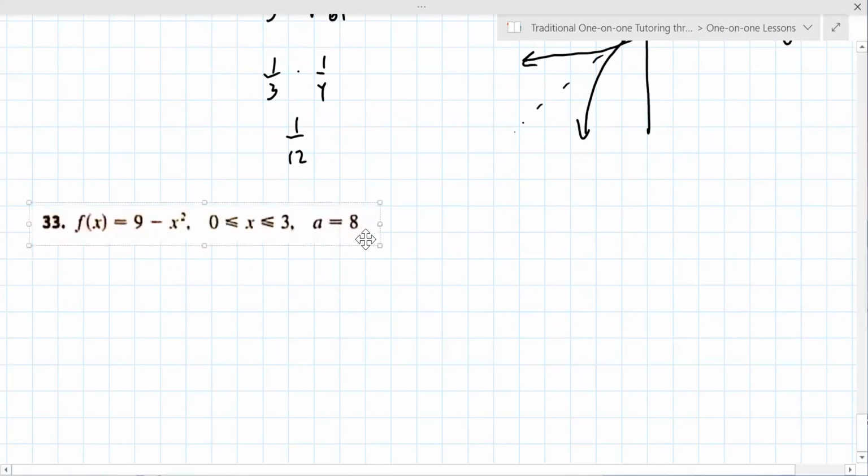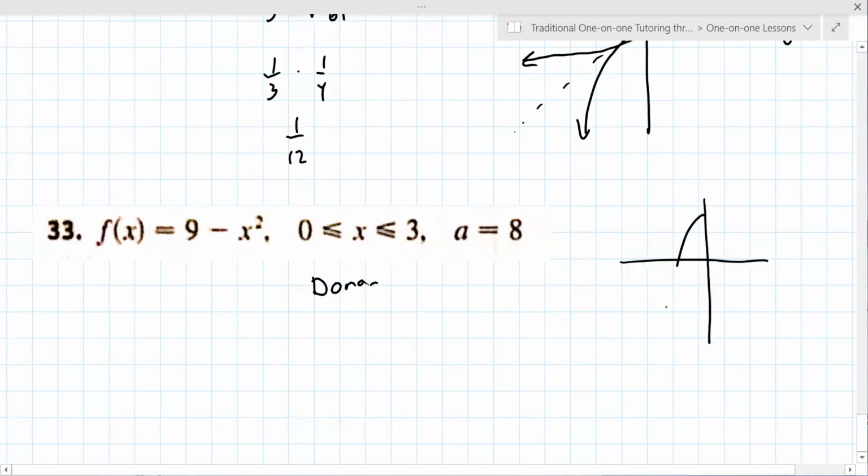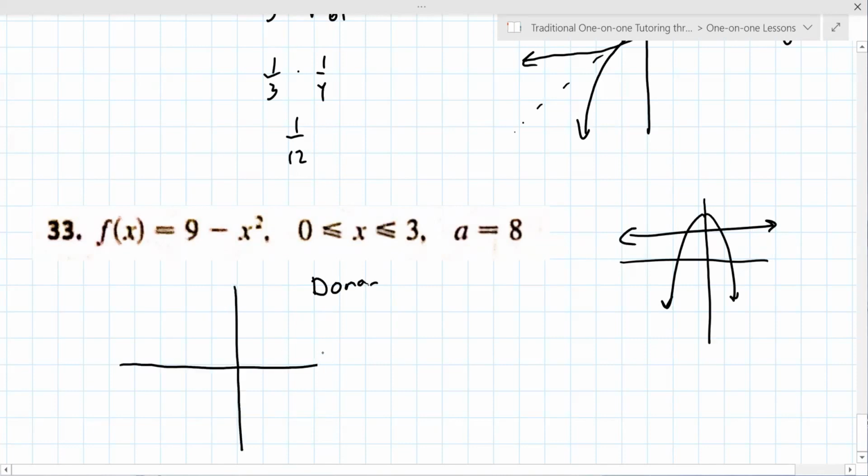Okay, so this one, it's really important that you see that they're telling you the domain right here. Because the graph of 9 minus x squared, here's what it looks like. Boom, boom, and it does not pass the horizontal line test. So by restricting it here, the graph ends up looking like the following. It starts up at 9 and it goes down like that. So does that pass the horizontal line test? Yes. That's why they have to restrict the domain.